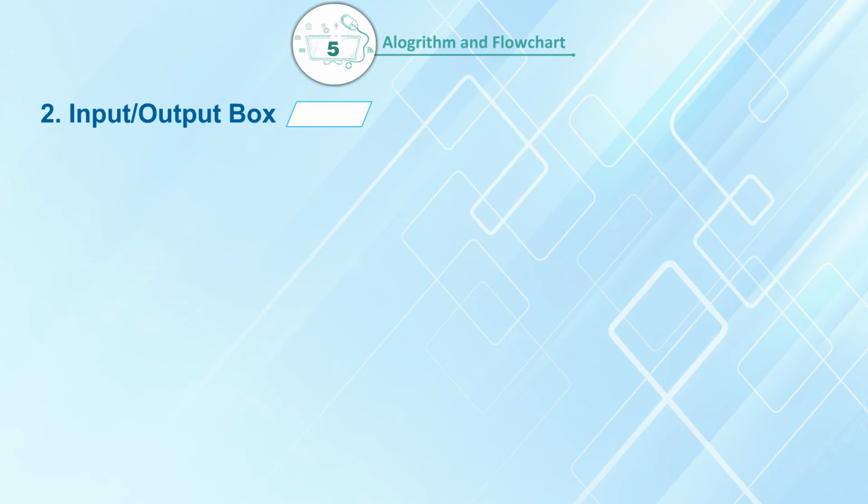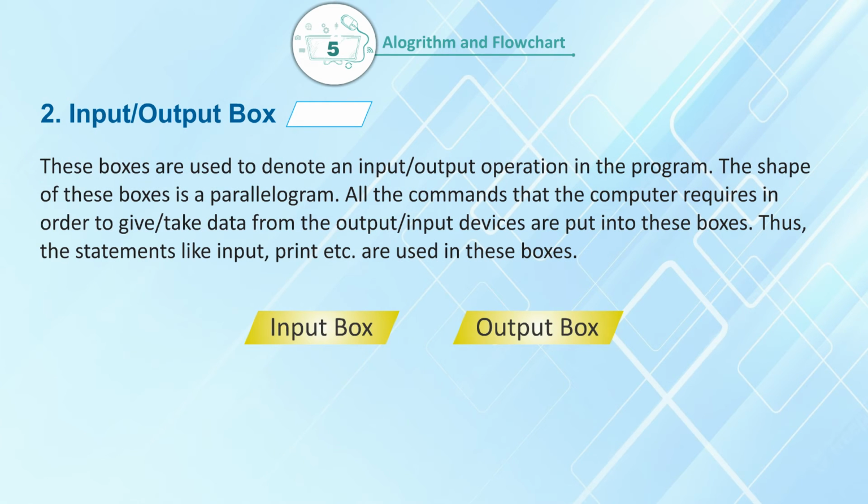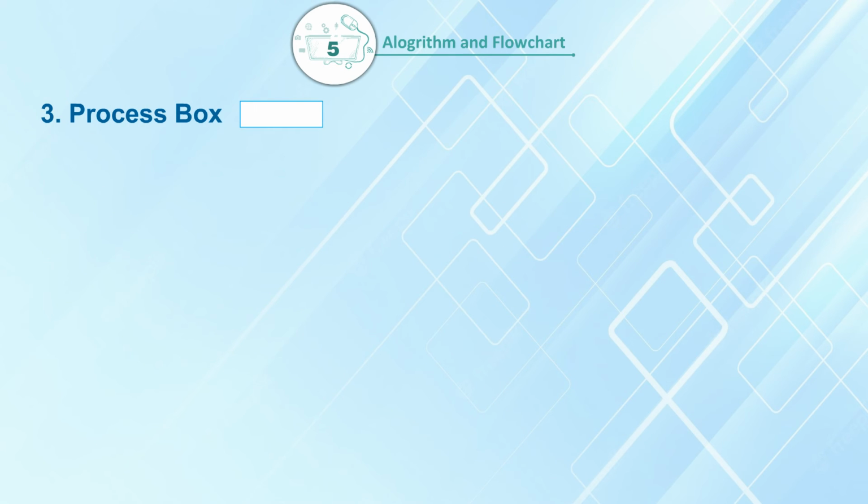Input or output box. These boxes are used to denote an input or output operation in the program. The shape of these boxes is a parallelogram. The commands that the computer requires in order to give or take data from the output or input devices are put into these boxes. Thus, statements like input, print, etc. are used in these boxes.